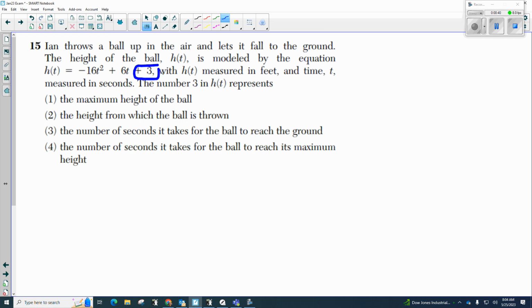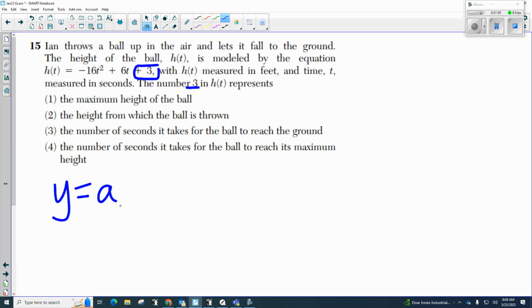And I got that sign there, that's a positive 3. It's the same as this 3 right here. So we have the maximum height of the ball, the height from which the ball is thrown, the number of seconds it takes for the ball to reach the ground, and the number of seconds it takes for the ball to reach its maximum height. All right, a couple thoughts I have on this one.